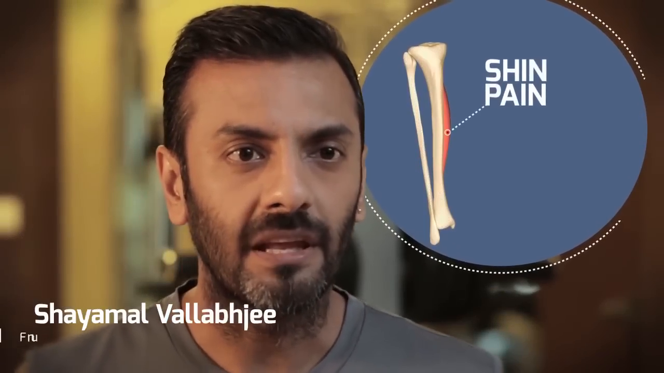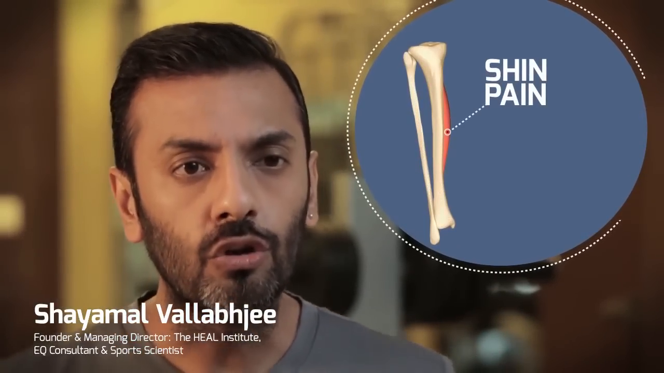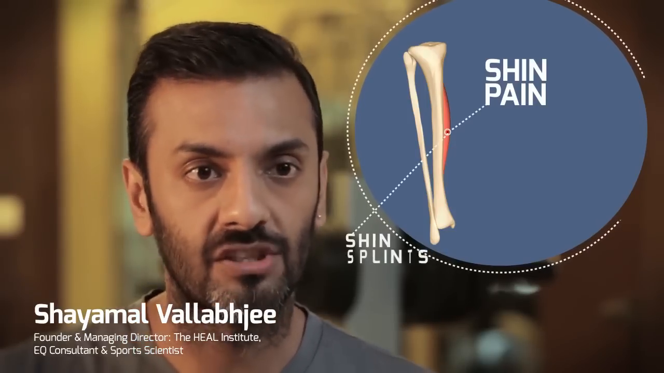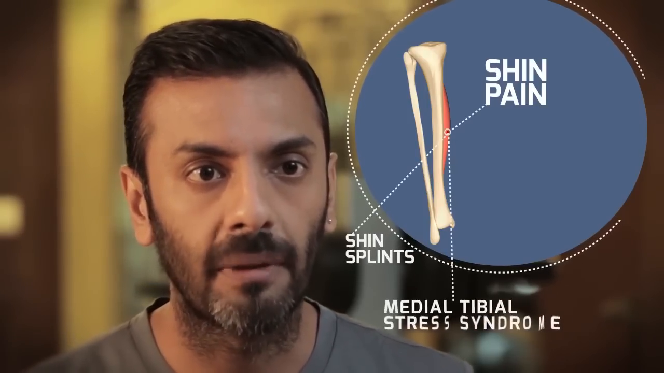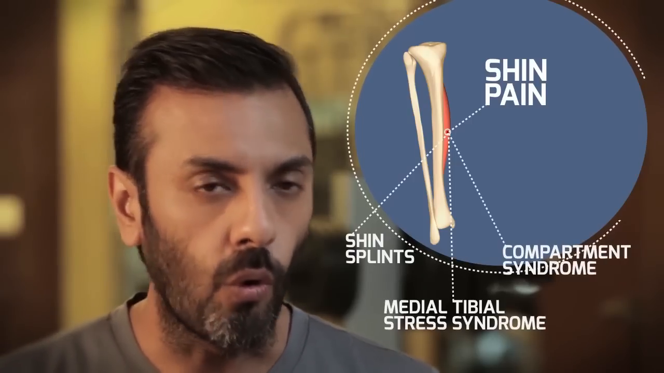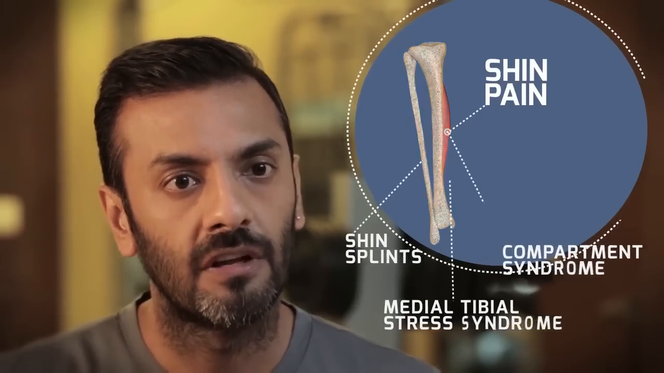Shin pain is probably one of the most commonly misdiagnosed pains in running. You could have one of three things that would give you shin pain. One is shin splints, two is medial tibial stress syndrome, and three is compartment syndrome. All three will give you a localized pain on the inner aspect of the shin.